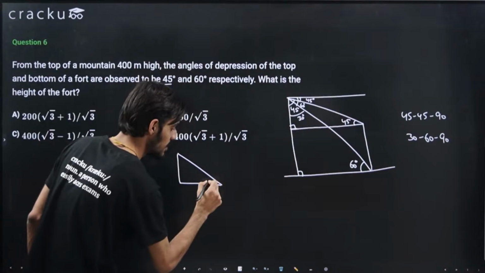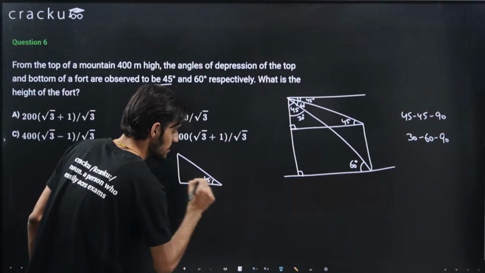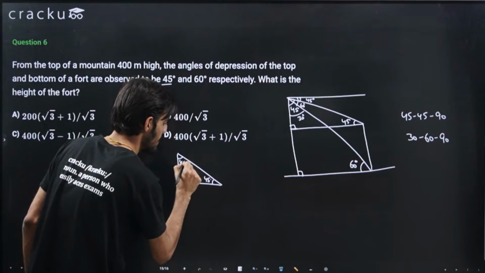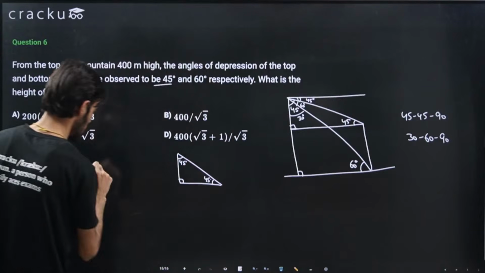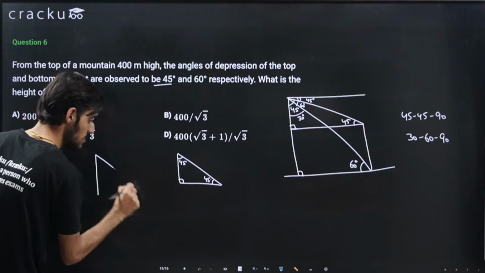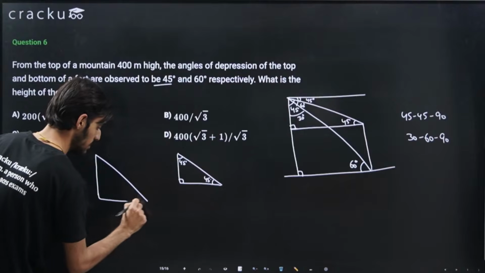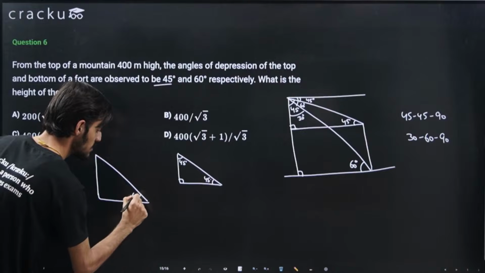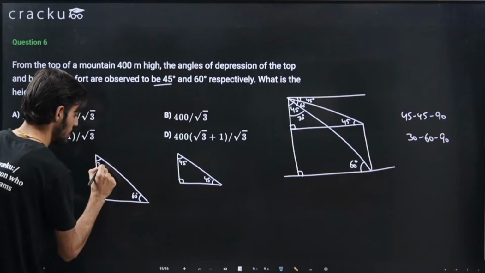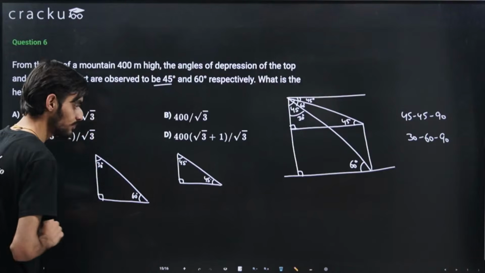We know that this angle is 45 degrees. This also will be 45 degrees. This is of course 90 degrees. And the other triangle is this one, so let's draw it here. Yes, this is the base. This is 60 degrees, this is 30 degrees, and this is 90 degrees.